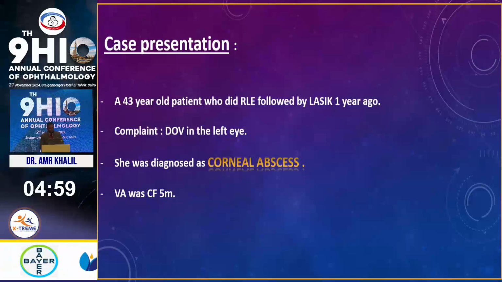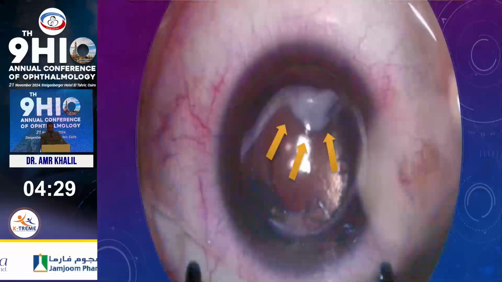For my case presentation, I would like to introduce today a 43-year-old patient who had a refractive lens exchange followed by LASIK 1 year ago for correction of her residual error. She then came complaining of a drop of vision in her left eye. Her doctor diagnosed a corneal abscess. Her visual acuity at presentation was counting fingers at 5 meters.